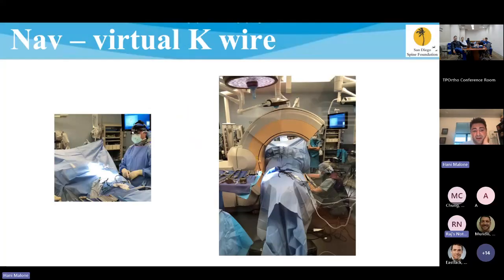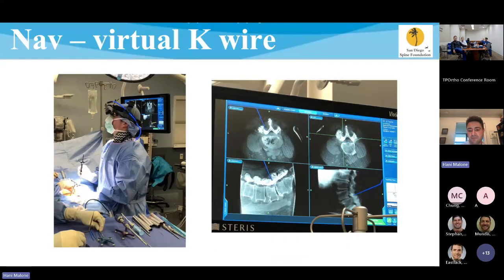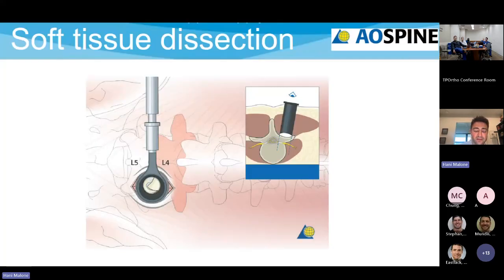I like using navigation. As you guys know, this is actually a picture from when I was a fellow. You can see the old O-arm. Using navigation, you don't have to measure or use a rule of thumb. You can figure out exactly the ideal skin incision. This is me figuring out where the laminar facet junction is. Once you get the tube down on the laminar facet junction, it's going to look something like this.